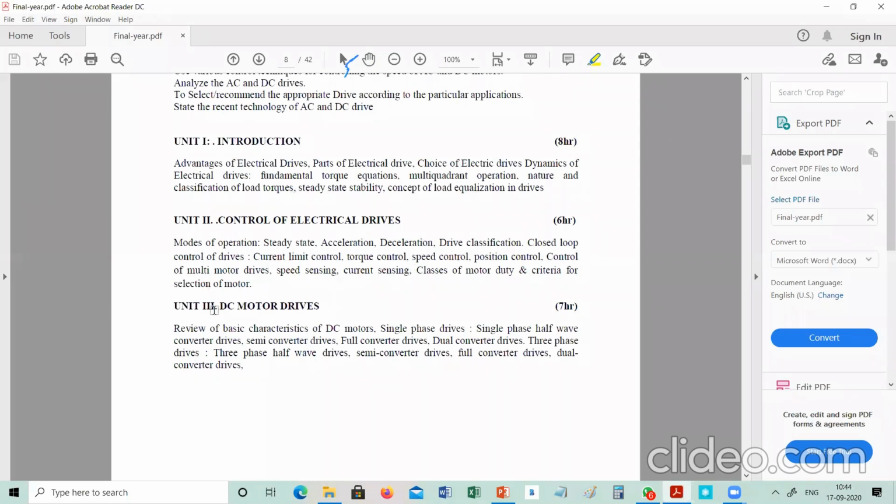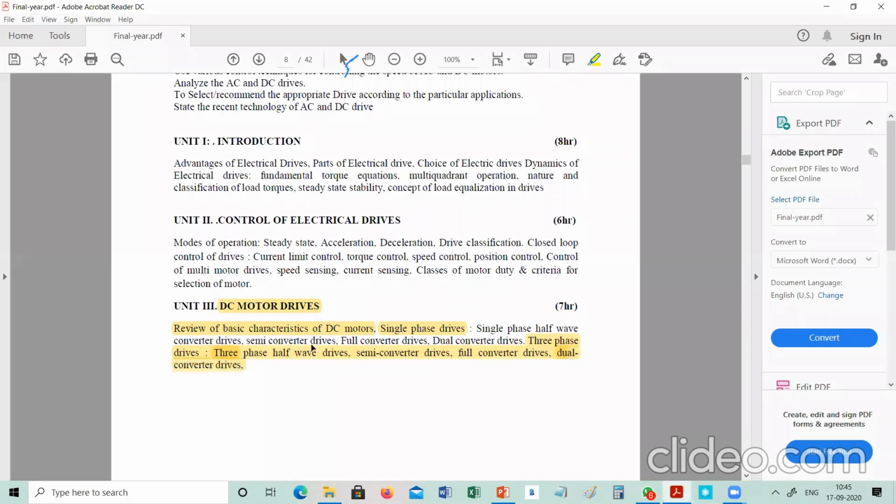The third chapter is DC motor drives. The contents are the review of basic characteristics of DC motors, what are the types of DC motors and their speed-torque curves. Second, we have to control those DC motors using controlled rectifiers, for example single phase rectifiers or three phase rectifiers, or a dual converter.